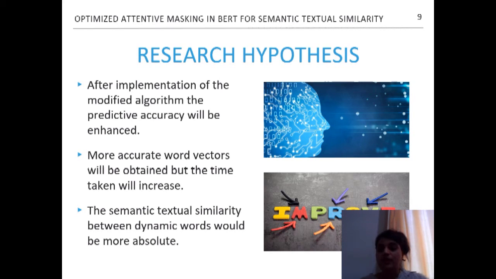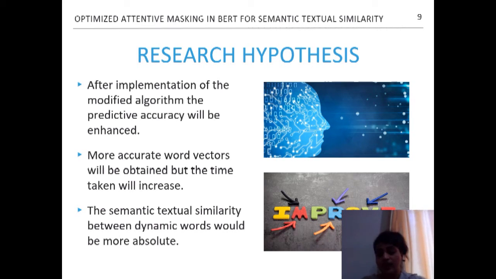Secondly, there will be a probabilistic score between the words, which will evaluate the semantic nature between the words, and the word vectors which will be derived will be more accurate, but yes, the time required will increase. We are going to use a visualization technique to show semantically similar words using principal component analysis, which is PCA. Therefore, the semantic textual similarity between dynamic words would be more accurate from the modified algorithm.